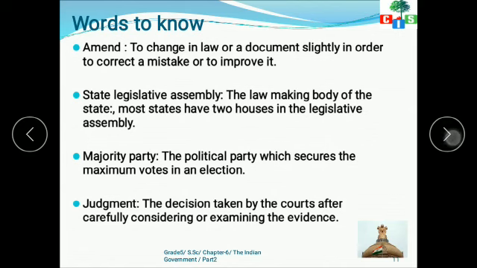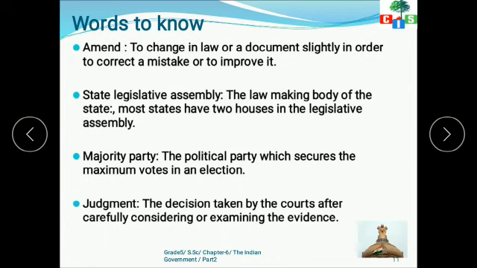Now, this is all about the state government and a few of the important words that are given in your textbook. I hope that through this you will get complete information, and you will like all the facts which you have to remember.